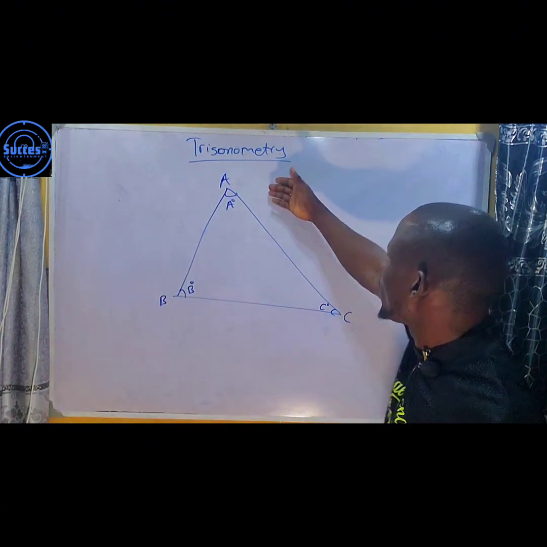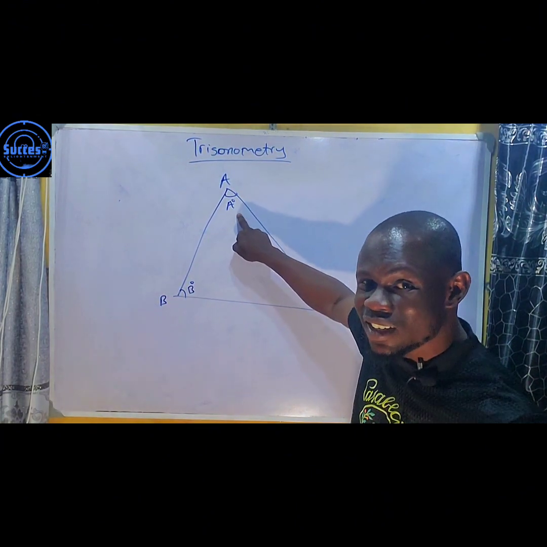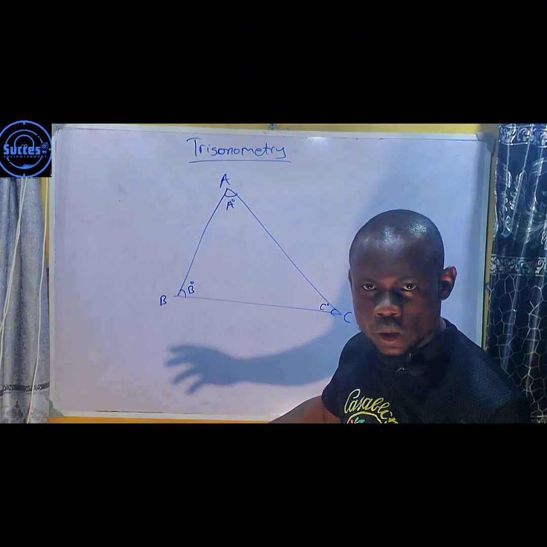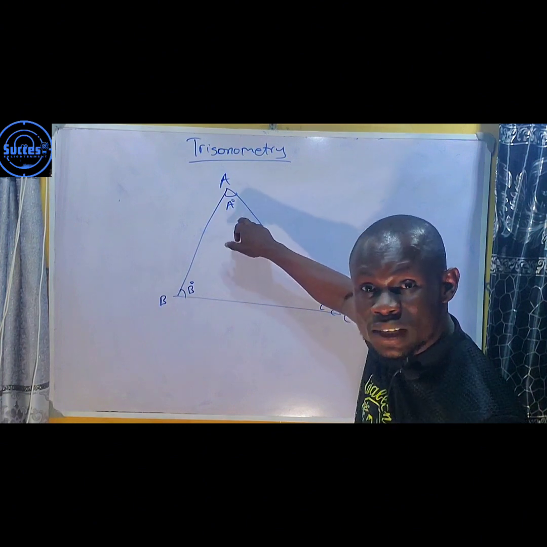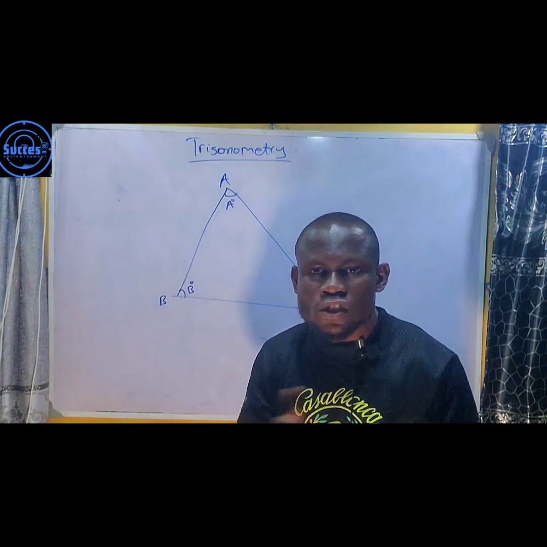You can't label a triangle A, B, C and then put capital letter B here. No. This is A, so the angle inside is capital letter A, not small letter, never small letter.